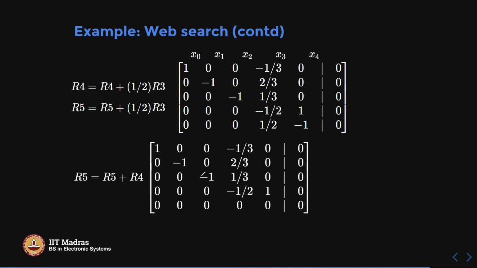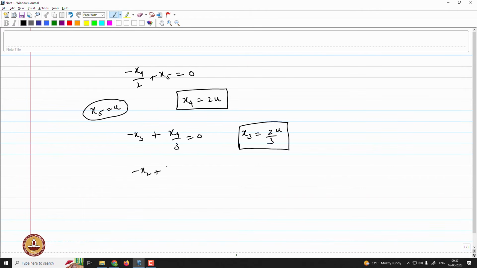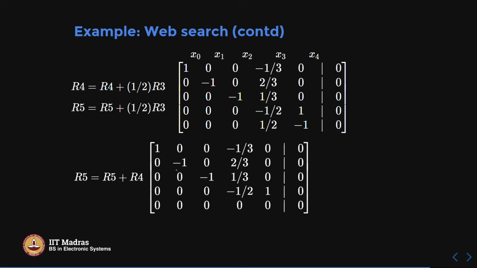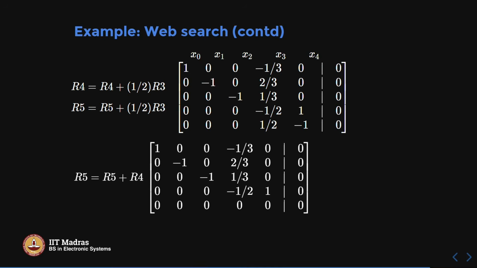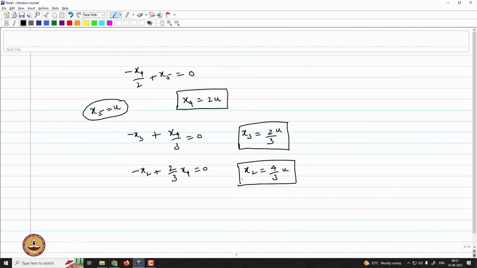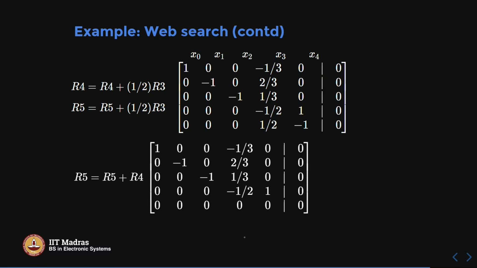Now that I know x4 and x3, I move on to the next equation, and that equation is also very simple. It says minus x2 plus x4 by 3 equals 0. So this tells you x2 is going to be 2 by 3 times x4, which is 4 by 3u, right? And the last equation is x1 minus x4 by 3 equals 0, and that tells you x1 is 2 by 3u. Okay. Did I get that right? Okay, I hope I got that right. Let me see.